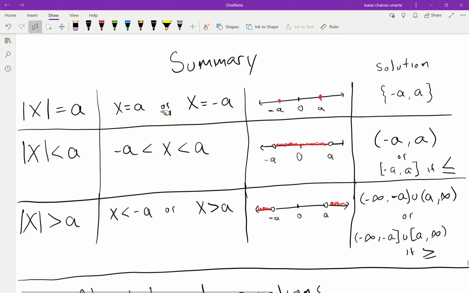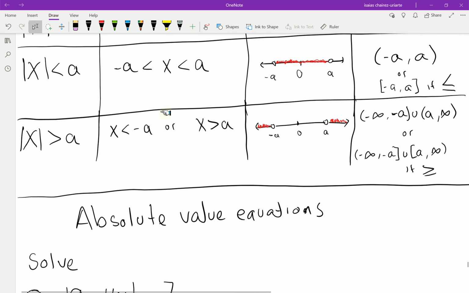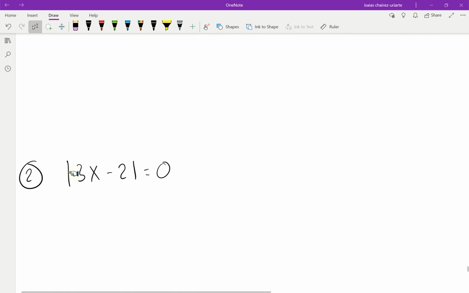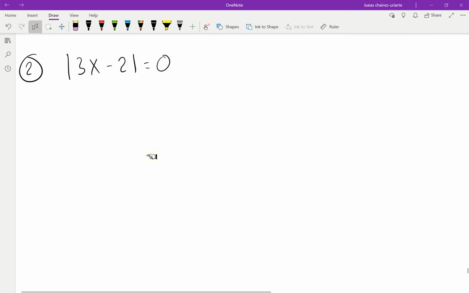Okay, let's get into some examples then. Let's solve some exercises here. The first thing we're going to do is solve some absolute value equations. There are 3 absolute value equations to solve. Here's one of them, the absolute value of 9 minus 4x equals 7. Here's another one, the absolute value of 3x minus 2 equals 0. And here's a third one.